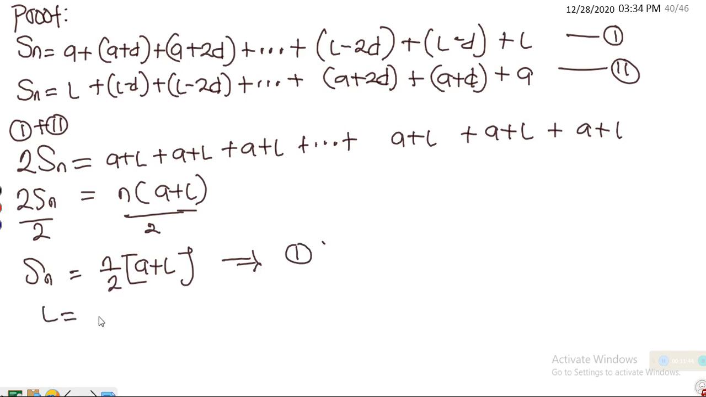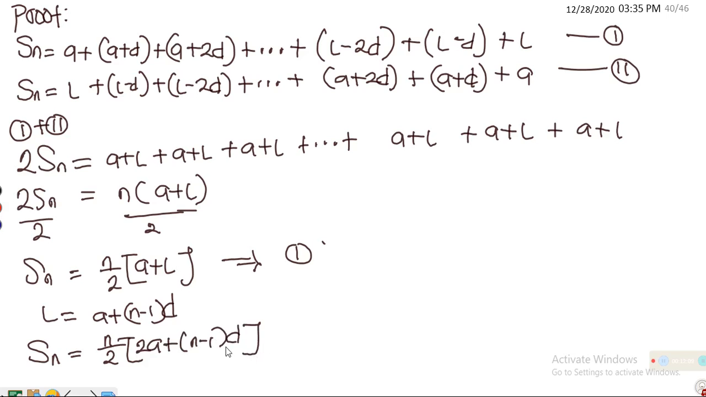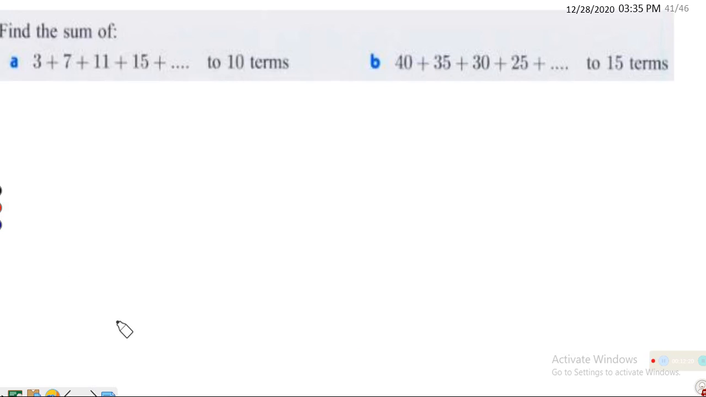Now substituting L equals A plus (n minus 1)d, which is the formula, we obtain the second formula, Sn equals n all over 2. That will give us 2A plus (n minus 1)d, and then we arrive at the formula. Okay, so this is how to prove the formula for the sum of the nth term of an AP, and then you are done. So let us consider examples.